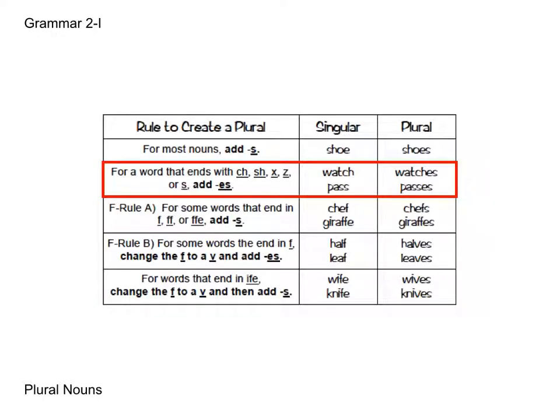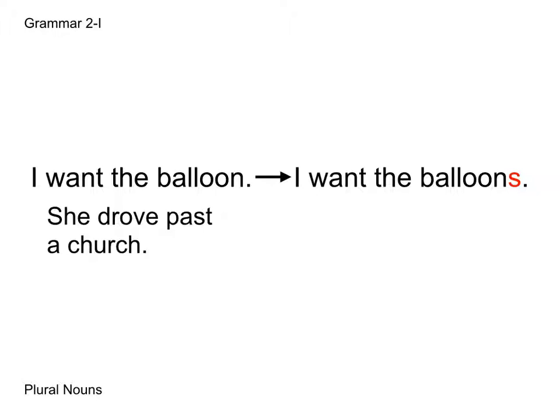Next we have, for a word that ends with ch, sh, x, z, or s, add es. So we have shown watch and pass would become watches and passes. So our example is, she drove past a church would become she drove past churches, adding es to the end because church ends in ch.